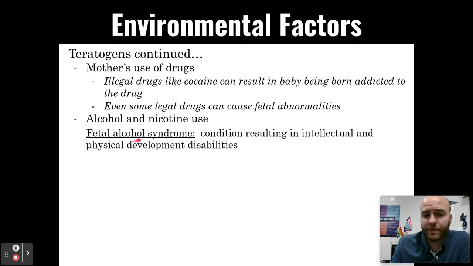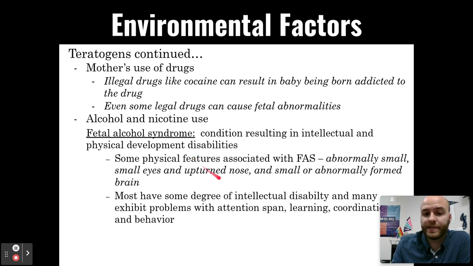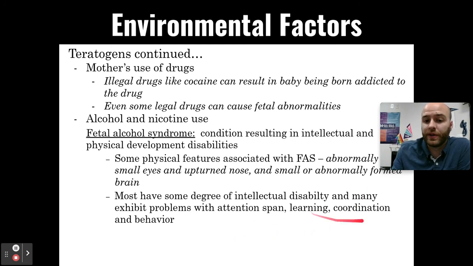A common condition is fetal alcohol syndrome, and it results in intellectual and physical developmental disabilities. Some of those features associated with FAS: babies are born abnormally small, with small eyes, an upturned nose, or a small or abnormally formed brain because of the introduction of alcohol during development. Some, or most, have a degree of intellectual disability, and many exhibit problems with attention span, learning, coordination, and behavior.